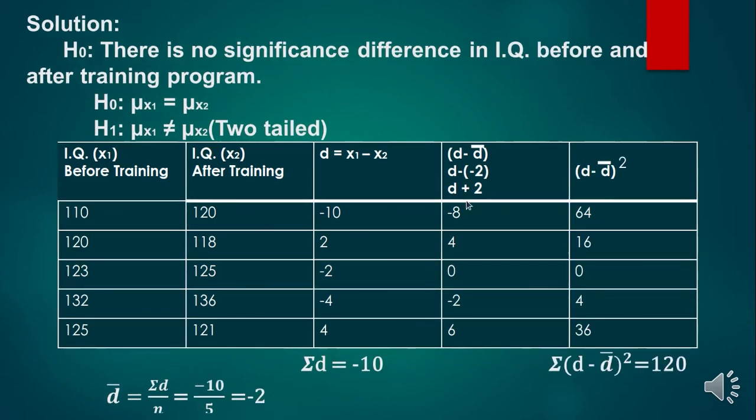Next we have to calculate D minus D bar whole square. D minus D bar we already calculated before. We have to do the square: 8 into 8 is 64, 4 into 4 is 16, 0 into 0 is 0, minus 2 into minus 2 is equal to 4, and 6 into 6 is equal to 36. So the summation of D minus D bar whole square is equal to 120.